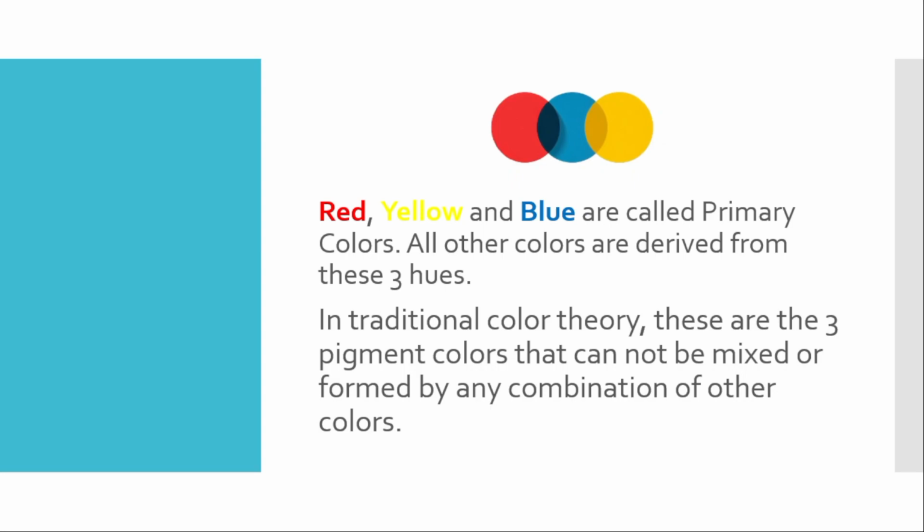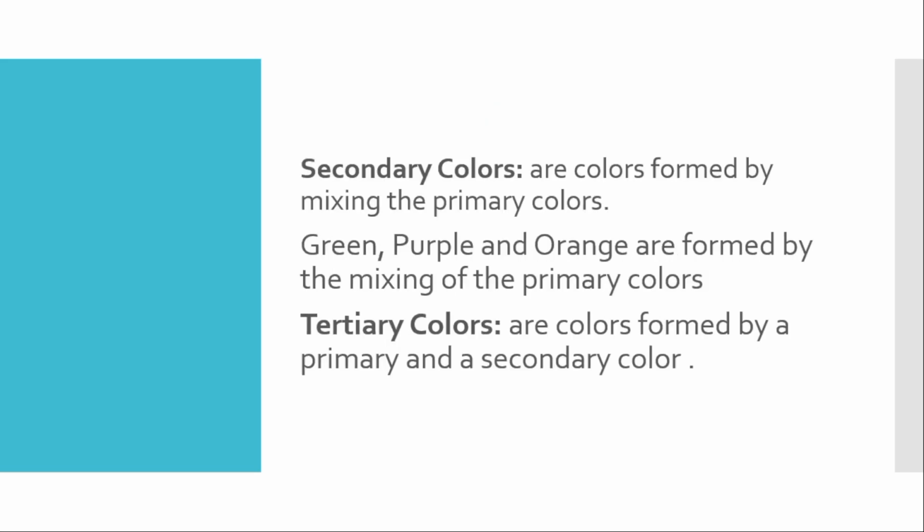So if you are asked, you have to know that the traditional colors are three, and these are not formed by mixing any other colors. Once you mix them, you form another, different color. So any other color is formed from these very three primary colors.